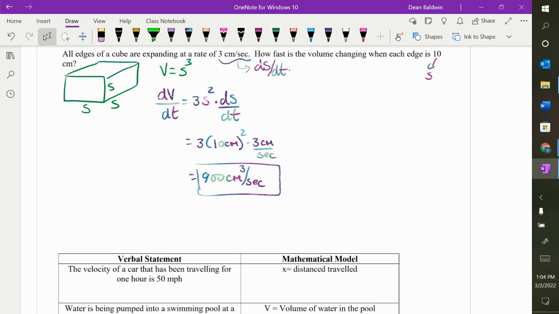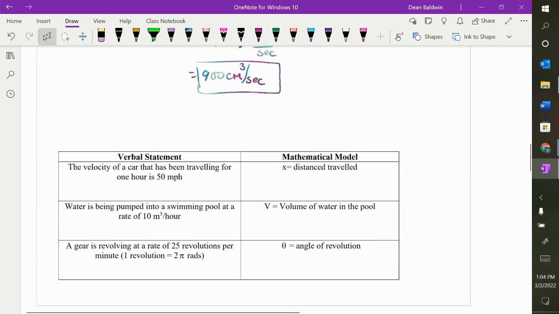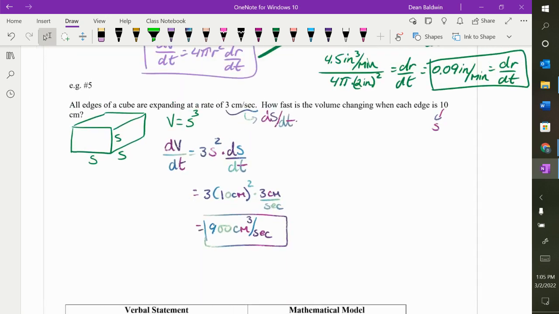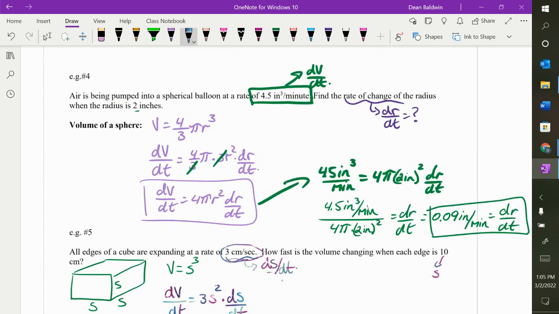Okay. The last little bit here before I give you a couple practice questions, and then we'll move on to the trickier stuff. It's basically just getting used to what the words will mean. Like in these ones up here, it's kind of straightforward. I tell you the edges of a cube are expanding, but it's the units that key you into what that number represents. Because it's 3 centimeters per second, I know that's how each side is changing. Up here, it was 4.5 cubic inches. Because it's cubic, I know it's volume that's changing.